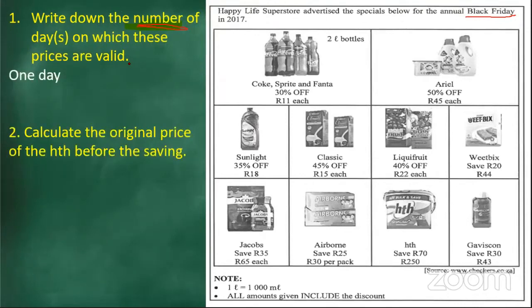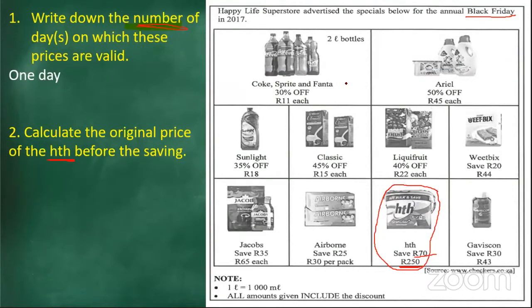Question 2, calculate the original price of the heath before the saving. I don't know if I'm saying it right. I've never seen this item in my life. But we need to calculate the original price. So there is this product, right? We first locate the product here. There is the product. Before the saving, we see that you are saving 70 rands and it's selling for 250 rands right now. So to calculate the original price, what do we do?